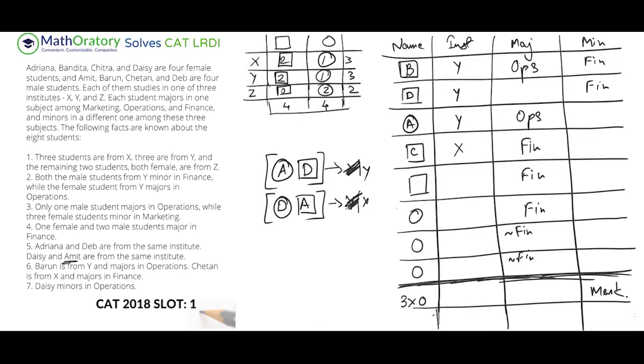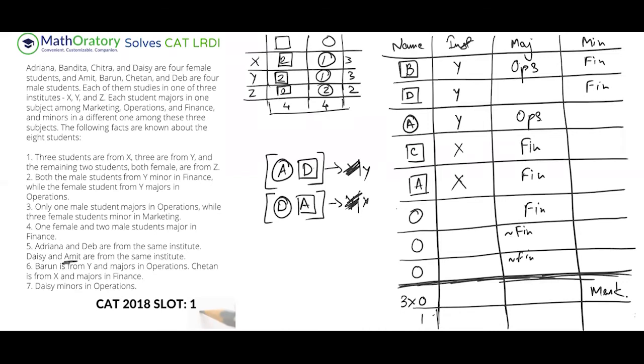Or do we know that? Just let me think about this. Amit is finance. Yeah, so Amit is also known, right? These are from Y. The males are from X and Y, right? So this has to be X. So this is A. No males are from Z, right? So this has to be X. So this is for sure. Brilliant. So almost everything is done.